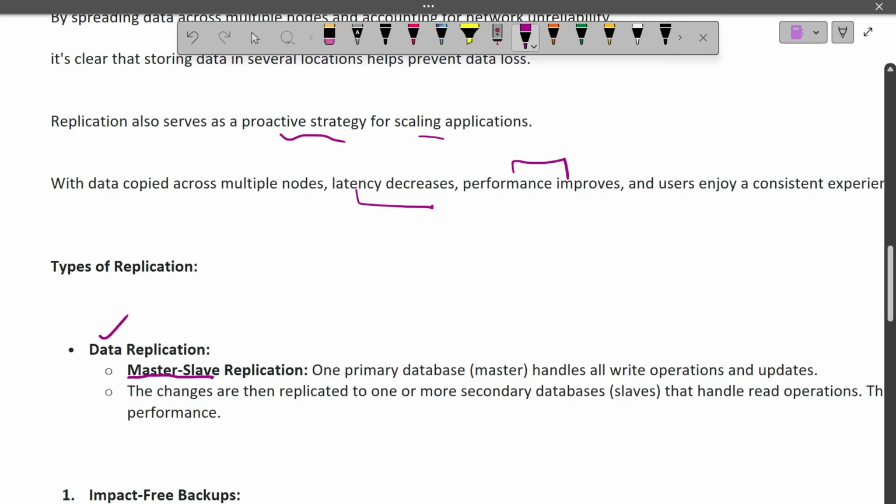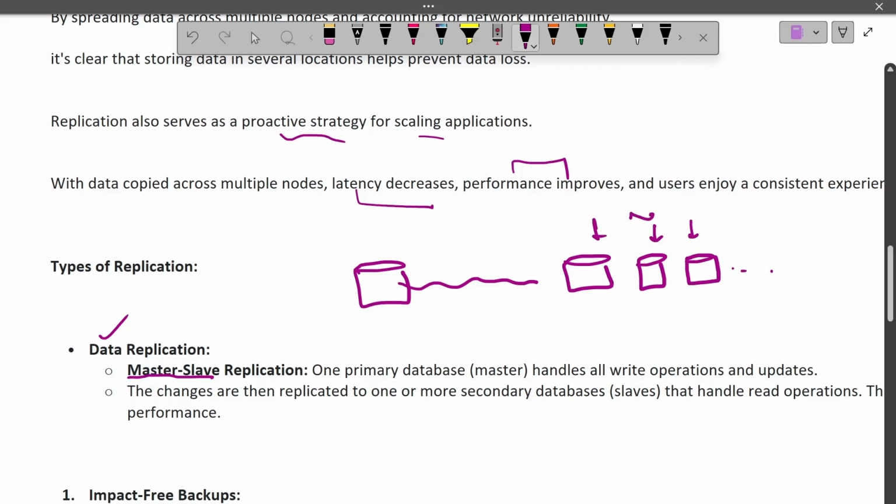That primary database will handle the write operations, the updates, and the changes. Whatever happens to this master database, the changes get replicated to multiple slave databases like this, which will actually handle the read operations. The slave servers, the database servers, will handle the read operations, and this is the master which is going to handle the write operations.